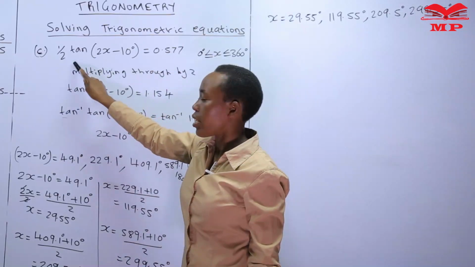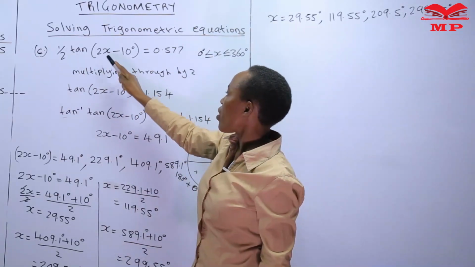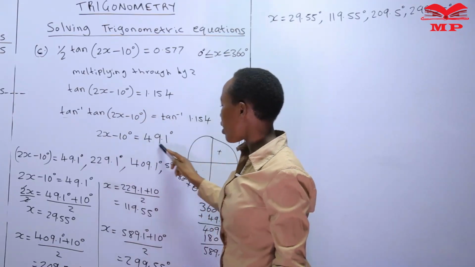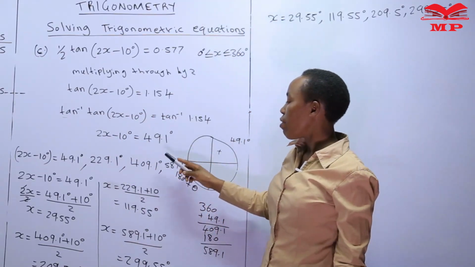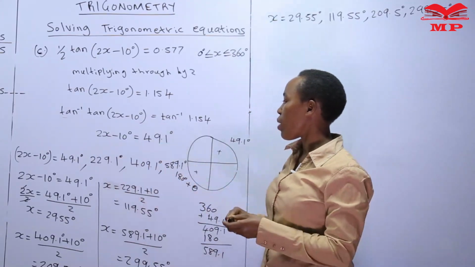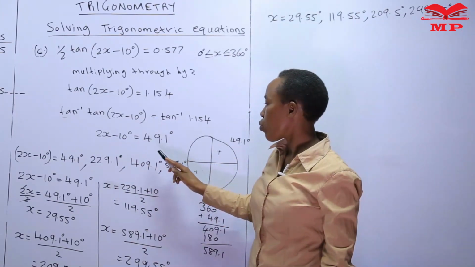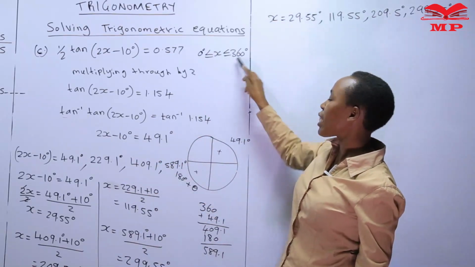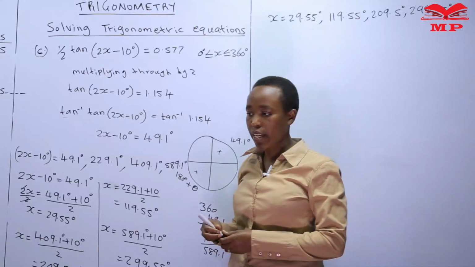After solving, remember when we have this 2x minus 10, you get the acute angle, you solve it, then you get the value of x using 2x minus 10 is equal to this. You get all the values of x within the range that is given.